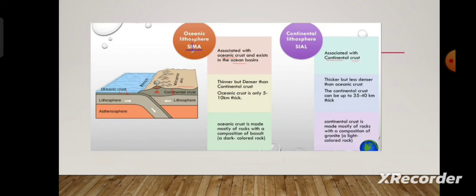The next one is the continental lithosphere. It is rich in aluminum silicates. It is thicker but less dense. Three types of rocks are present in it: igneous, metamorphic, and sedimentary rocks. The thickness of the continental lithosphere is from 35 to 40 kilometers. And the rocks are made up of granite, which is a light color rock.